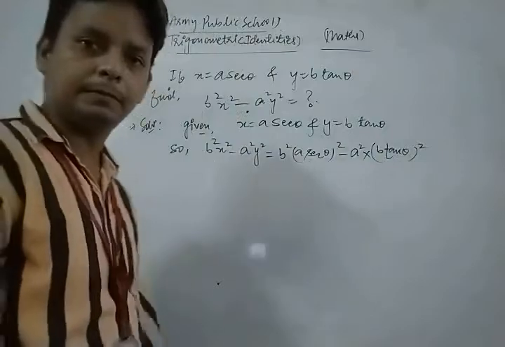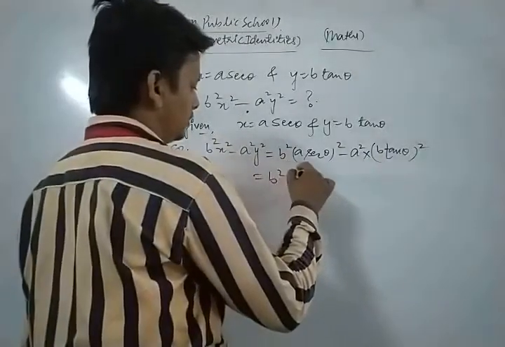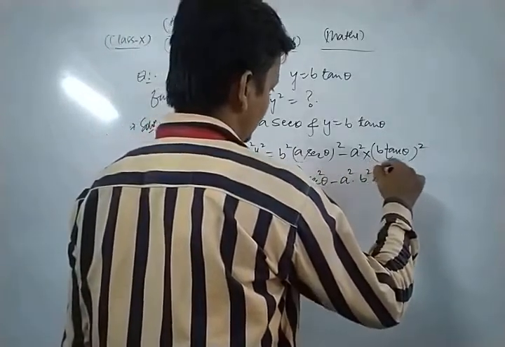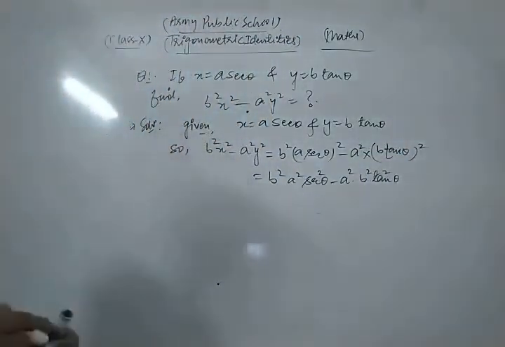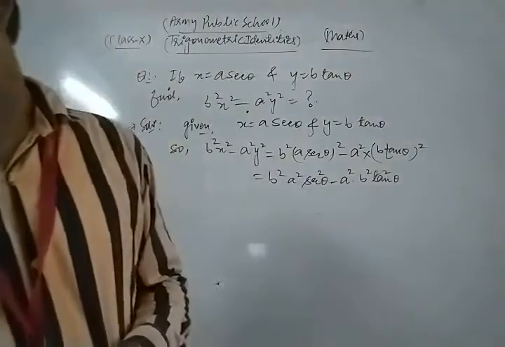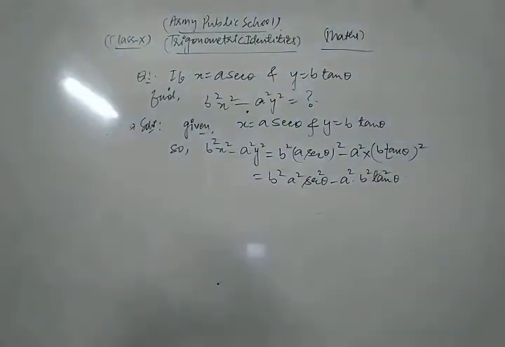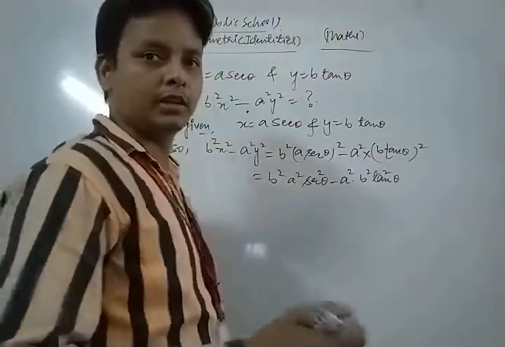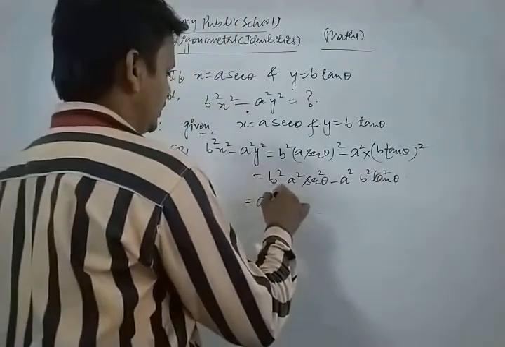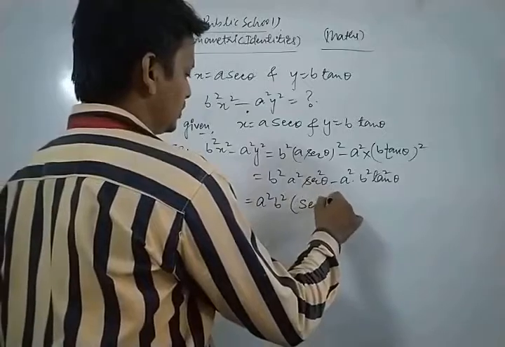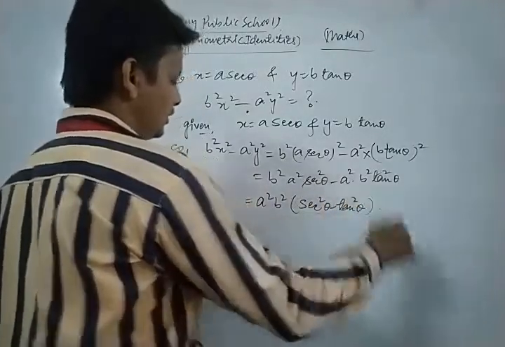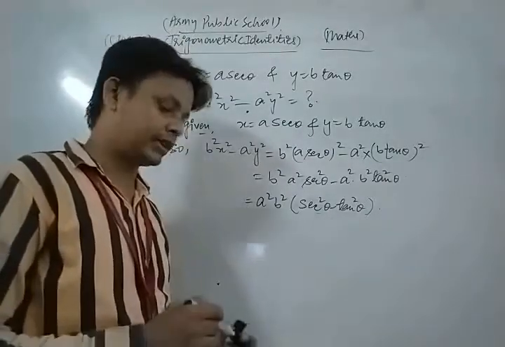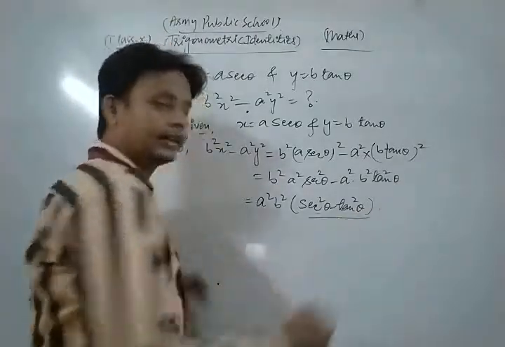Okay, now we simplify them. So we get what? b square into a square sec square theta minus a square into b square tan square theta. Now from there, we take a square b square as common. So we get sec square theta minus tan square theta. Dear students, the expression sec square theta minus tan square theta is what? 1. This is an identity.